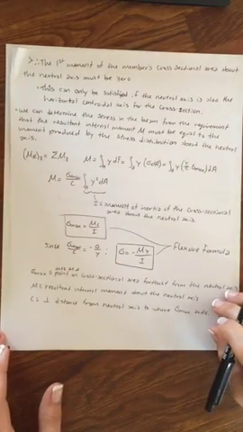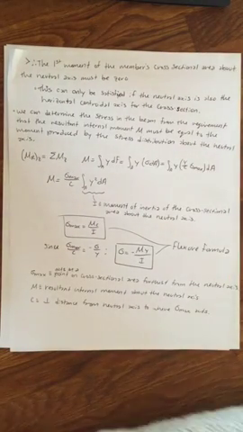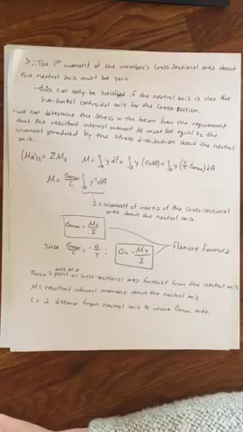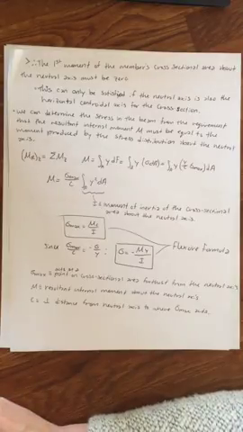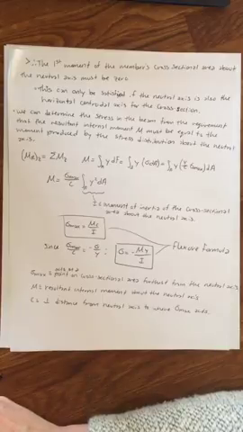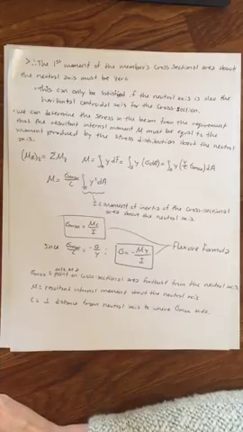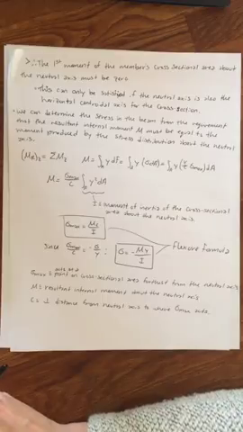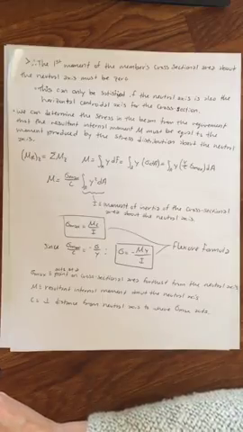So that tells us the first moment of a member's cross-sectional area about the neutral axis must be 0. And that can only be satisfied if the neutral axis is also the horizontal centroidal axis for the cross-section. So we know where the neutral axis needs to be. And we can determine the stress in the beam from the requirement that the resultant internal moment must be equal to the moment produced by the stress distribution around the neutral axis.